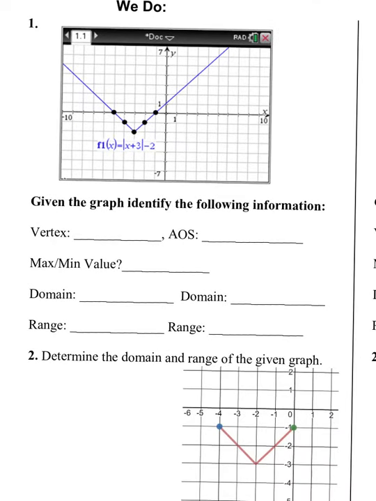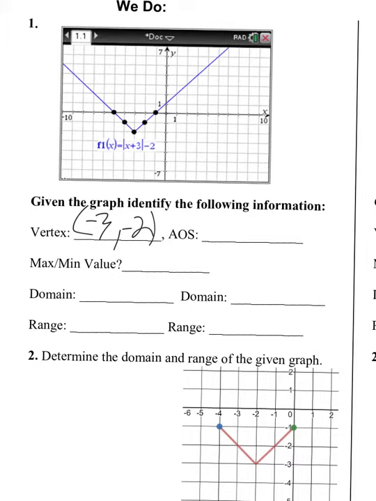Where's the vertex? Vertex is the highest or the lowest point, so that's 1, 2, 3 over to the left, and 2 down. And if you notice the function, plus 3 on the inside would make you go 3 left, and minus 2 on the outside would make you go 2 down. So just something to point out. So it's at -3, -2.